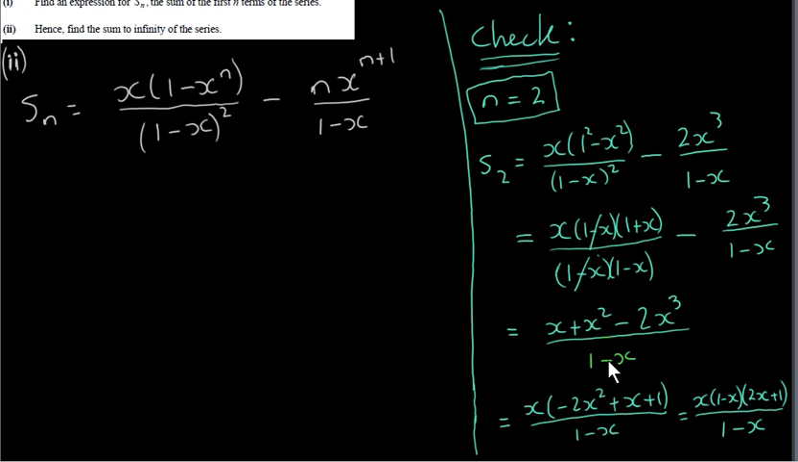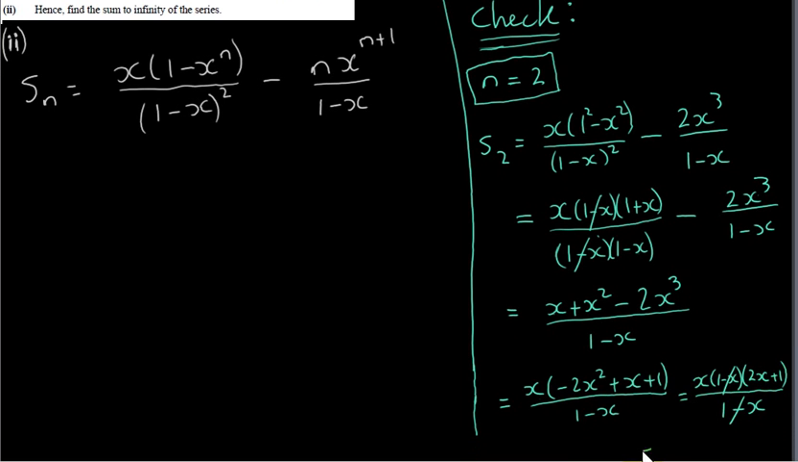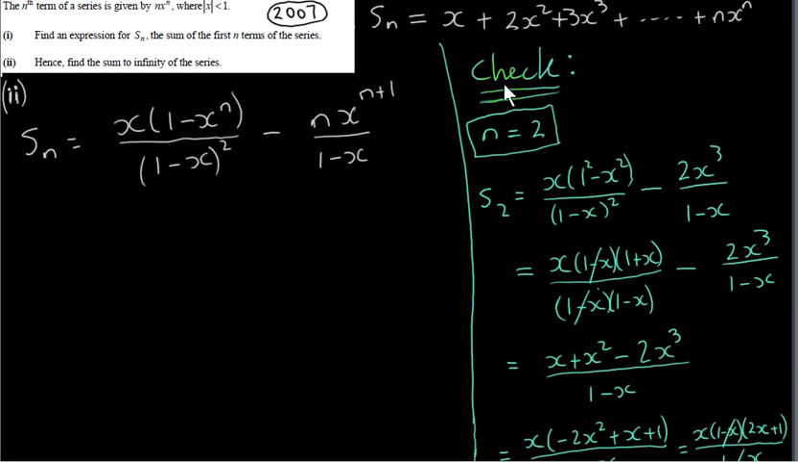We can factorize x out of the numerator here. So we have x into minus 2x squared plus x plus 1. We can factorize this quadratic expression into 1 minus x times 2x plus 1. And then you see that the 1 minus x is cancelled here. And we're left with x into 2x plus 1, which is 2x squared plus x. And this is indeed the sum of the first two terms. So it breaks down to this. This is indeed S2. 2x squared plus x, or x plus 2x squared, same thing, sum of the first two terms. So this formula is true for n equals 2, and indeed it's true for all values of n actually.